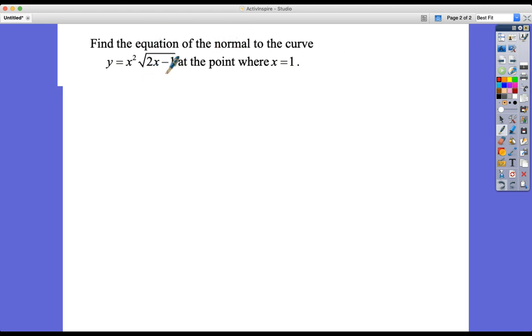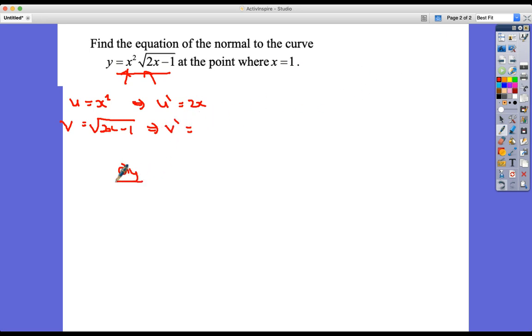So looking at a product next, product rule. So this is my u, this is my v. So u is x squared, v is the square root of 2x minus 1. Already I can see there's going to be a bit of chain rule going on here as well. I'm going to have to find u dash, which is 2x, and I'm also going to have to find v dash. Now I'm going to have to do a chain rule over here.